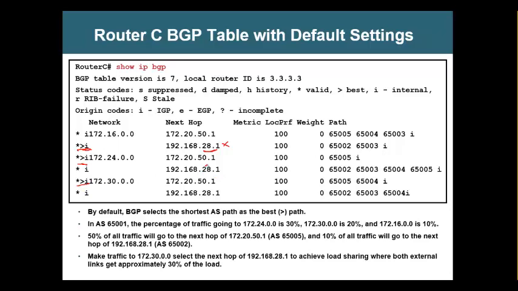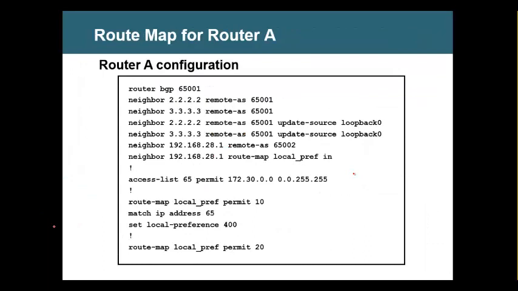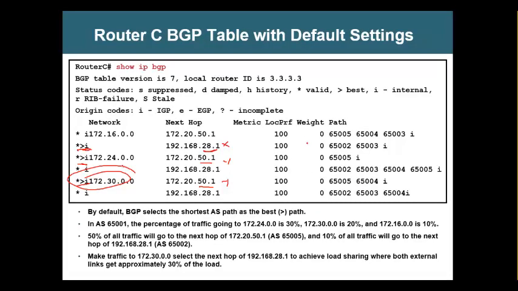These two are Y. How do we achieve this? To achieve this, I need to match with this prefix. I write an access list and I match with the prefix 172.30. That is the 20% traffic destination.